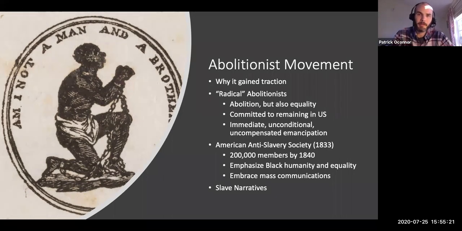Solomon Northup's original 12 Years a Slave is one of the classic slave narratives. It's one of the classic memoirs of slavery. Another is the narrative of the life of Frederick Douglass. And the second sort of version of that story, called My Bondage and My Freedom, which you're reading this week coming up. There were more than 100 slave narratives published before the Civil War.